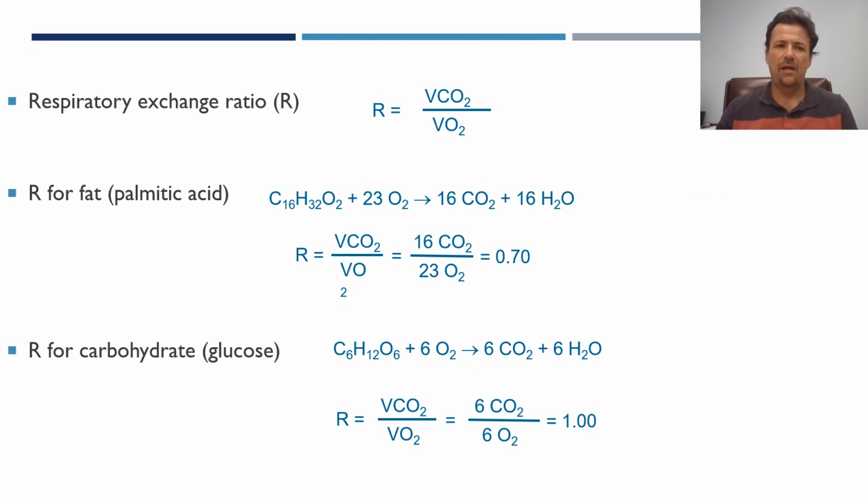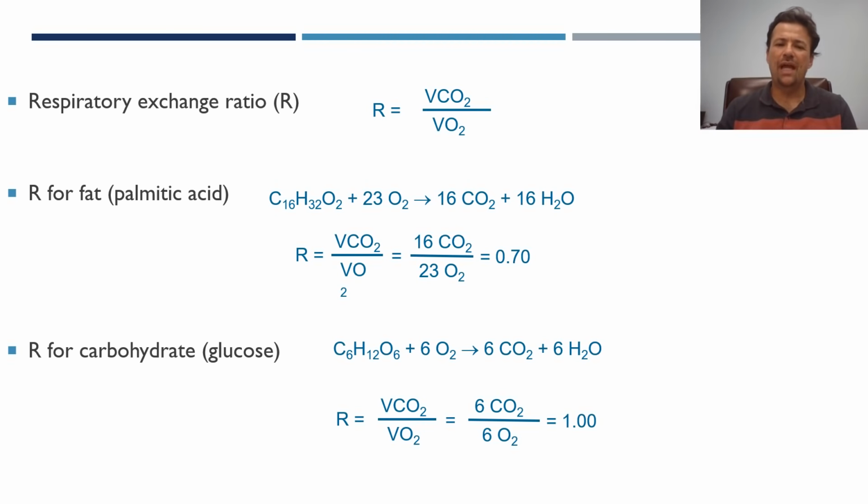Now, if you look at this equation, many of you might not have seen equations like this for a long time since your days of chemistry. But basically, this tells you that R, the respiratory exchange quotient, is the amount of carbon dioxide produced over the amount of oxygen utilized. And if you look at that for a fat, what you find is for every 23 molecules of oxygen utilized, you get 16 carbon dioxide produced. And that gives you a ratio of 0.7. But for a carbohydrate like glucose, the ratio is actually 1, 6 over 6.